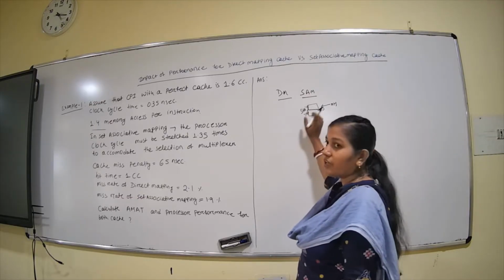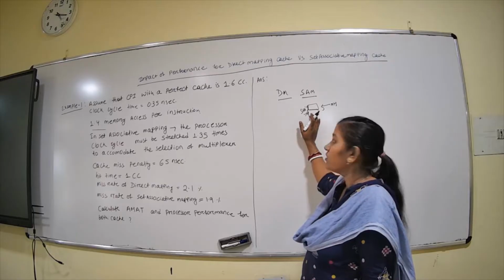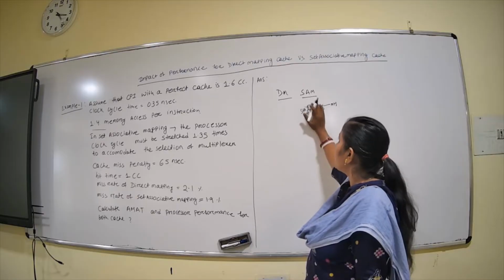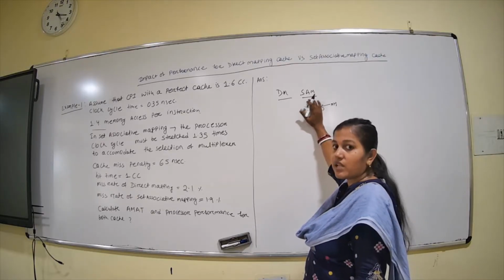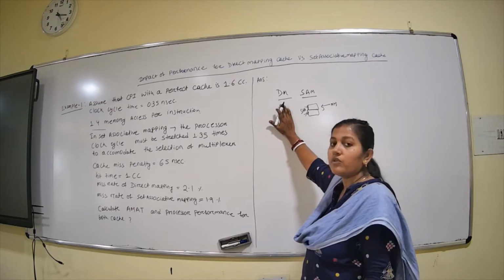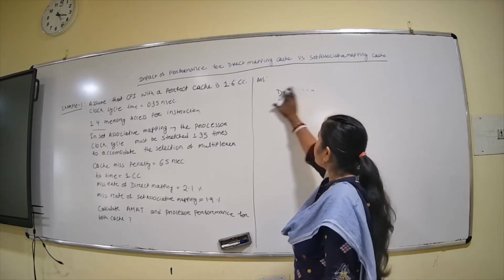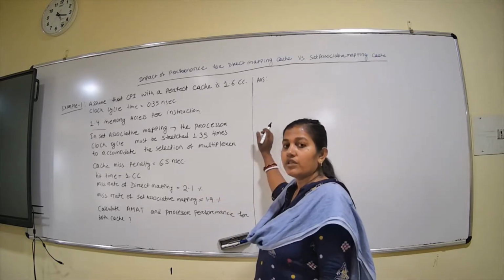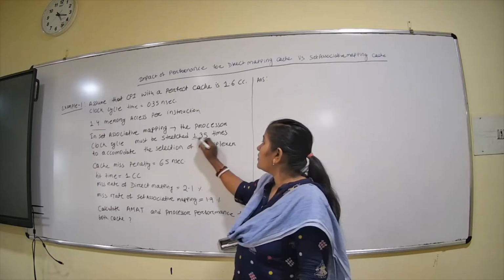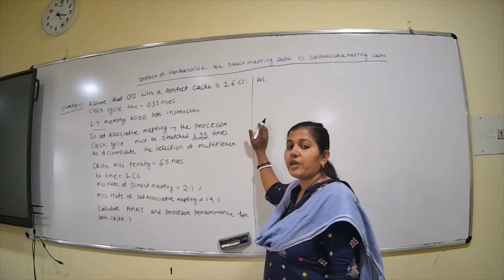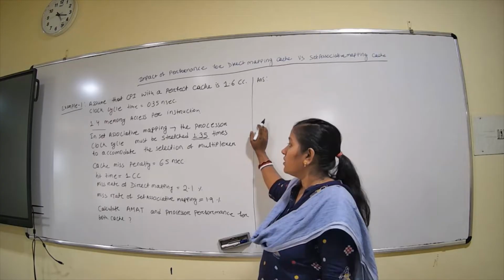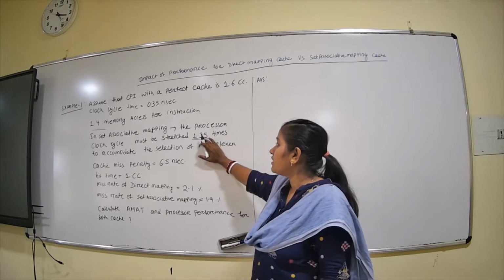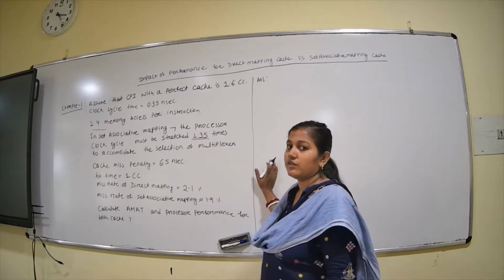That means the cache hit time will be more than the direct mapping cache hit time. You should know that the hit time for set associative mapping is larger than the hit time of direct mapping. That's why one multiplexer is attached with the set associative mapping. Because of that, our hit time is extended by 1.35 times. The hit time of set associative mapping is stretched by 1.35 times.